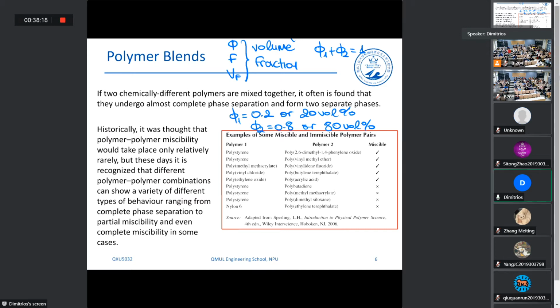So some examples are shown in this table. For example, polystyrene and PVME is miscible. Polystyrene is generally used in a lot of blends because it presents relatively good properties. So you can see that a lot of blends, these are commercially available blends, have been used for tuning essentially the properties of polystyrene.